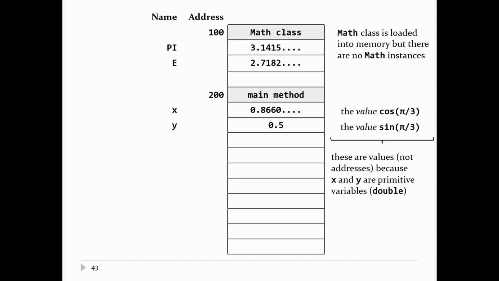If you were to look at what's happening in memory, the math class is in memory somewhere. Its fields pi and e are also in memory. They belong to the class. When you use the math class, though, there's no math object. You just use the features of the class. So you can call cosine or sine, you can use pi or e, but you don't have to make a math object to do so.